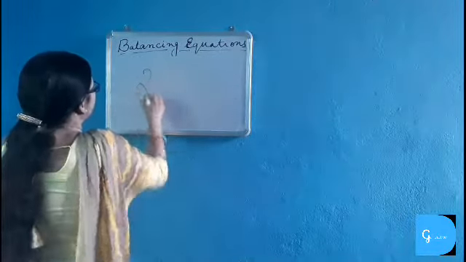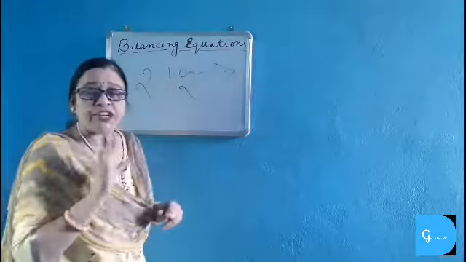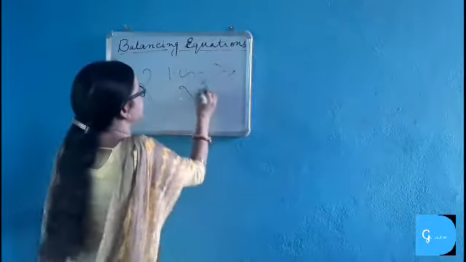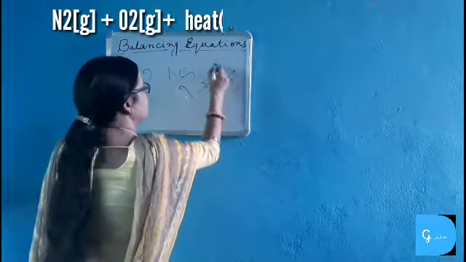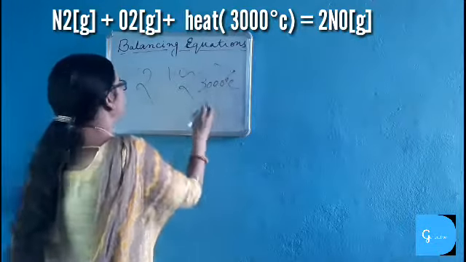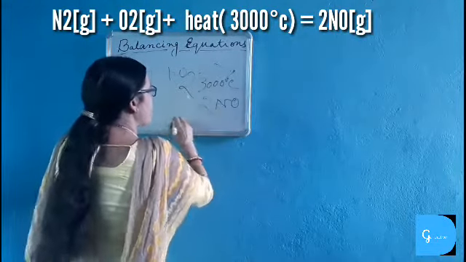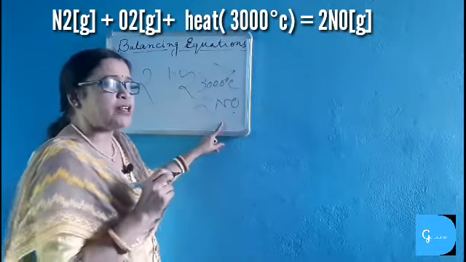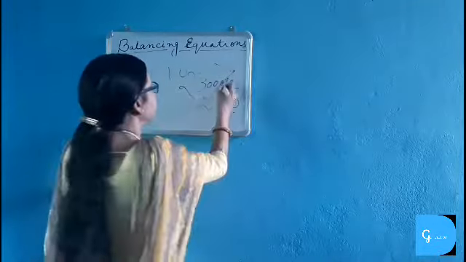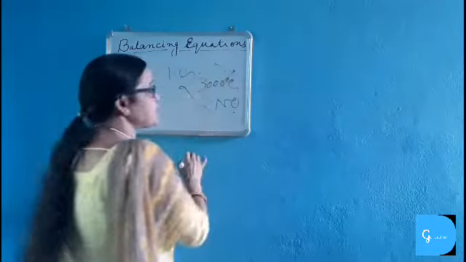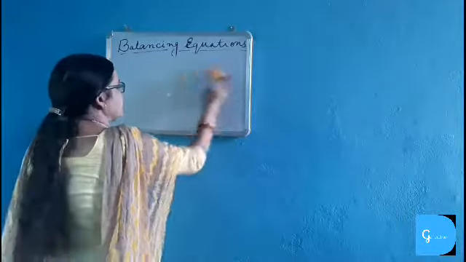When nitrogen reacts with oxygen, what happens? There a specific temperature is needed. Suppose this reaction takes place at 3000 degree centigrade temperature. So a specific temperature is to be mentioned just above or below the arrow. Then it forms nitrogen monoxide. This type of reaction takes place in the engine of the vehicle. So this reaction is taking place at 3000 degree centigrade. It is an endothermic reaction and it takes place inside the engine of a vehicle.